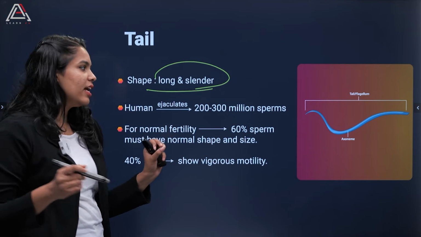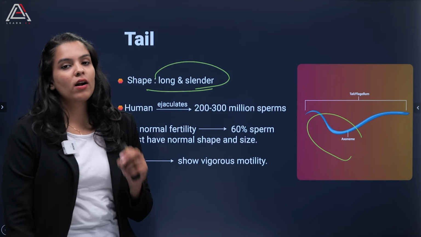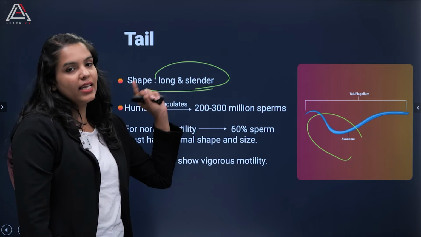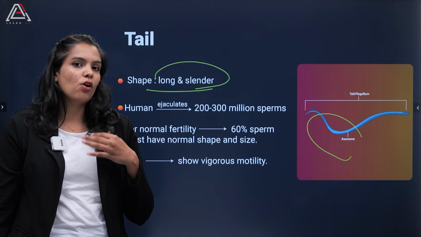Okay, so this is the tail, and this tail is basically helping in the movement, or the motility of the sperm. It is completely dependent upon the tail itself. If the tail is not moving, then the sperm is not swimming.